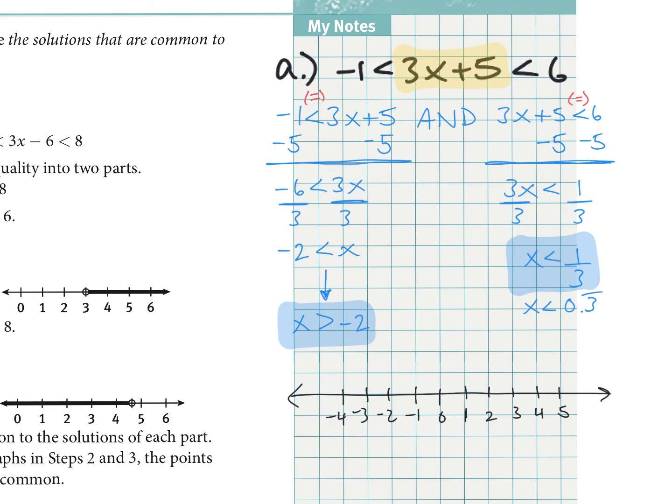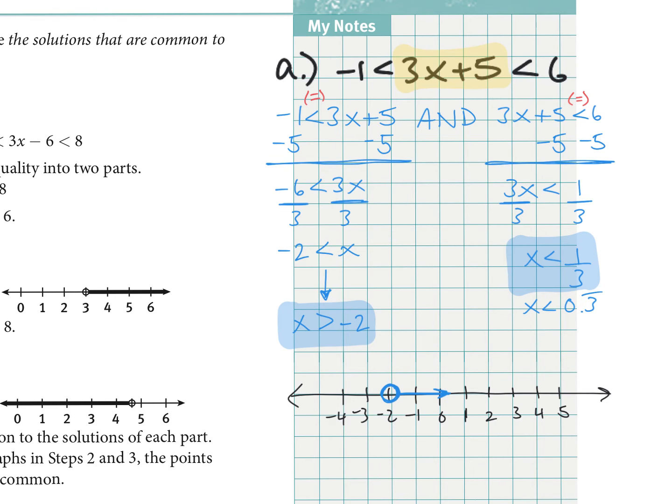X is greater than -2. So that means we have an open circle at -2. Remember, I want all my x values to be greater than -2, so I'm shading that way. Keep in mind, we also want x to be less than 1/3. So find 1/3 on your graph. Okay, we can see it's probably going to be here.